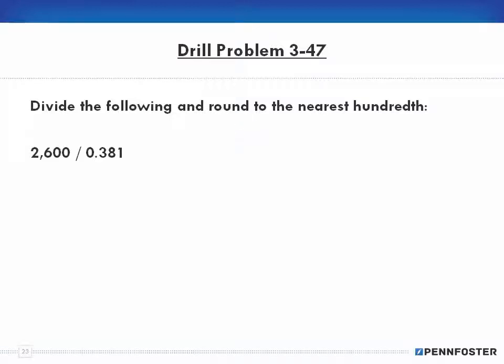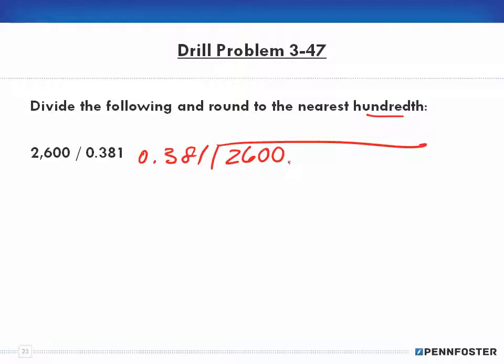Okay, 3-47. Divide and round to the nearest hundredth. So 260 divided by 0.381. I have to move the decimal over 3 places. That's 1, 2, 3, 1, 2, 3. And since I need to round to the nearest hundredth, I have to add 3 more zeros because remember, tenths, hundredths, thousandths. Since I'm rounding, I need to move it over to there.